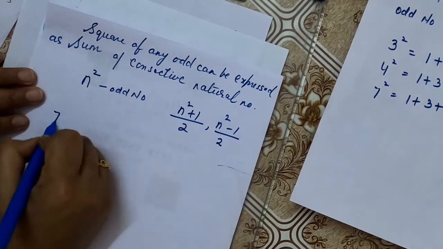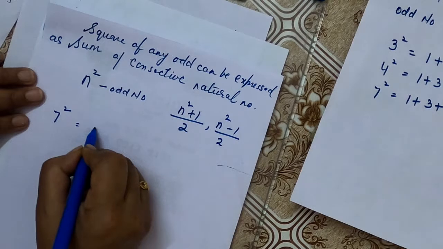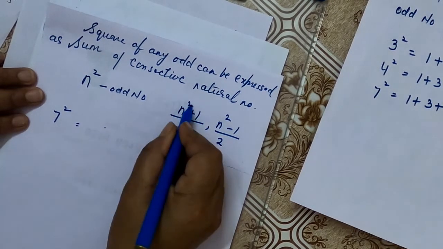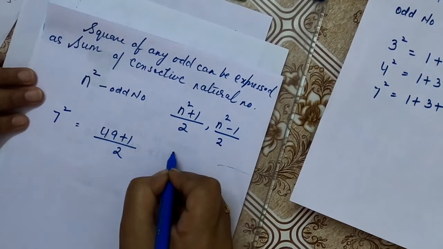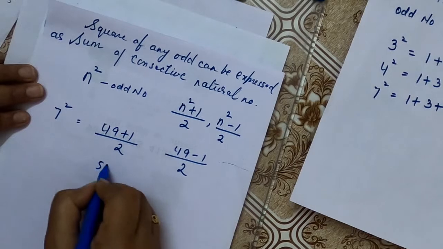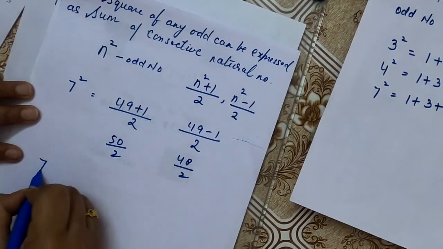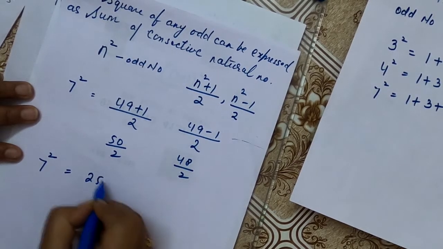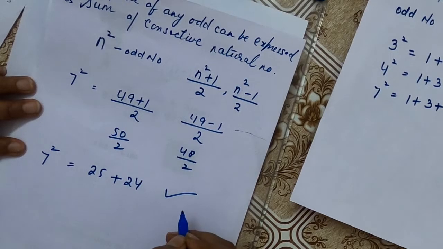Suppose we take 7 square. The two numbers will be, n square is 7 square, means 49 plus 1 upon 2 and 49 minus 1 upon 2. Let us see what we'll get. 50 upon 2 and 48 upon 2. That means 7 square is equal to 25 plus 24. You know that it is right? I think you have understood.